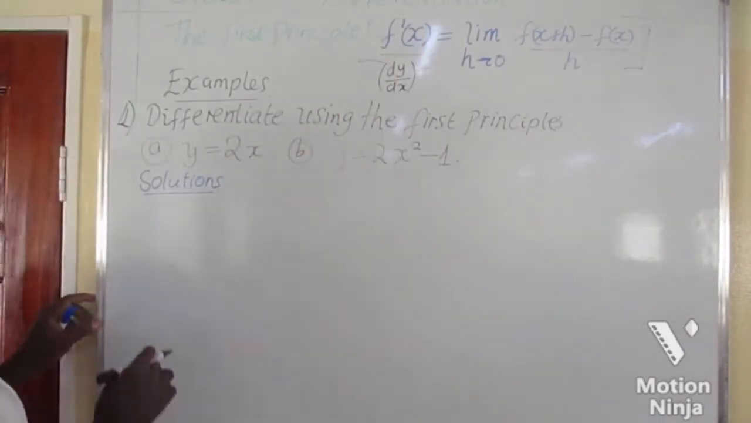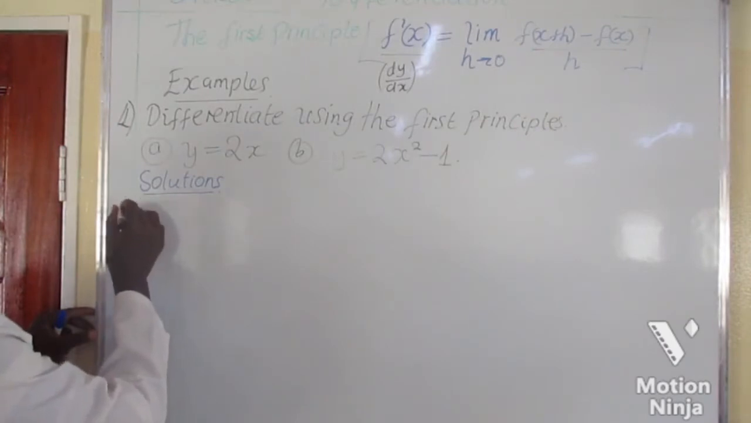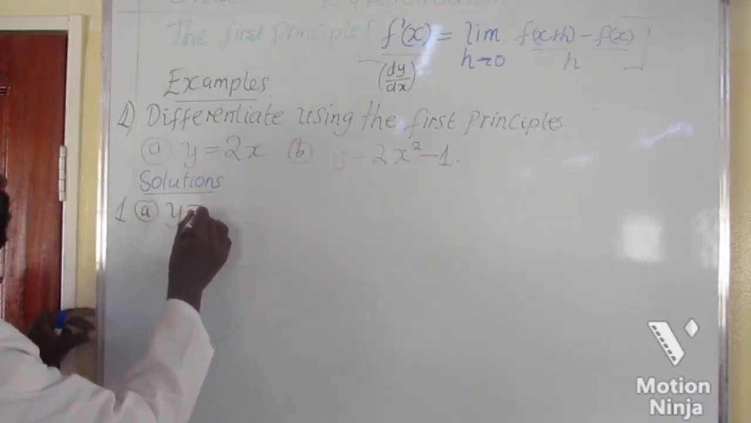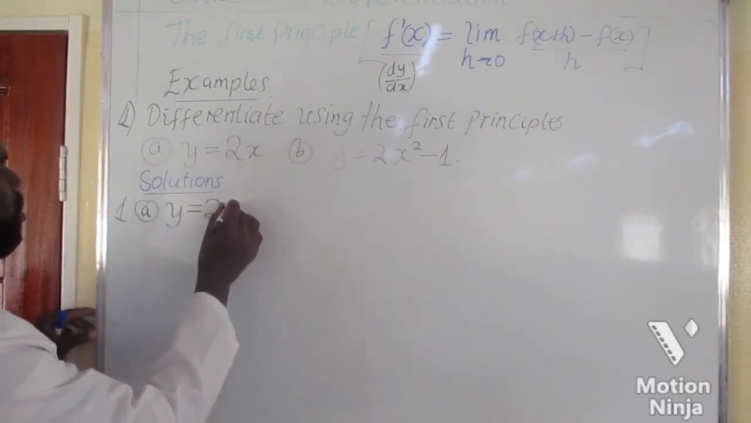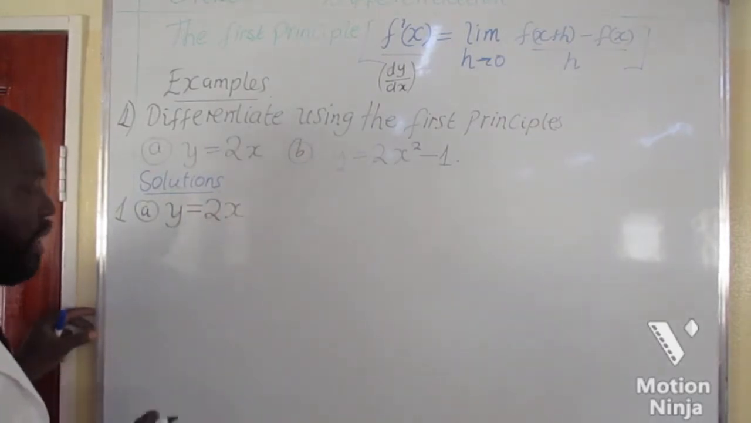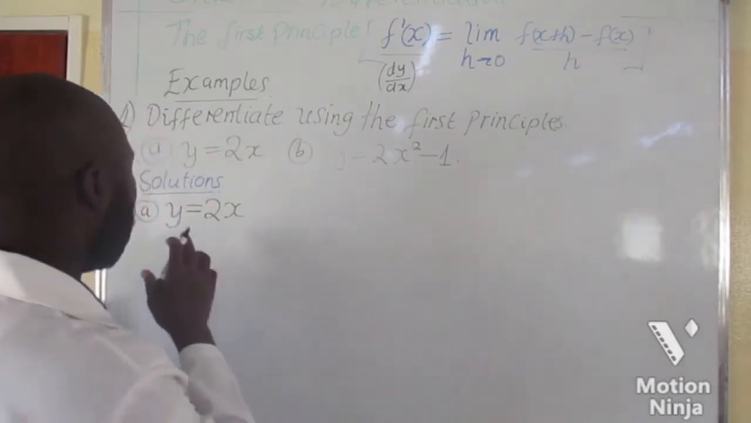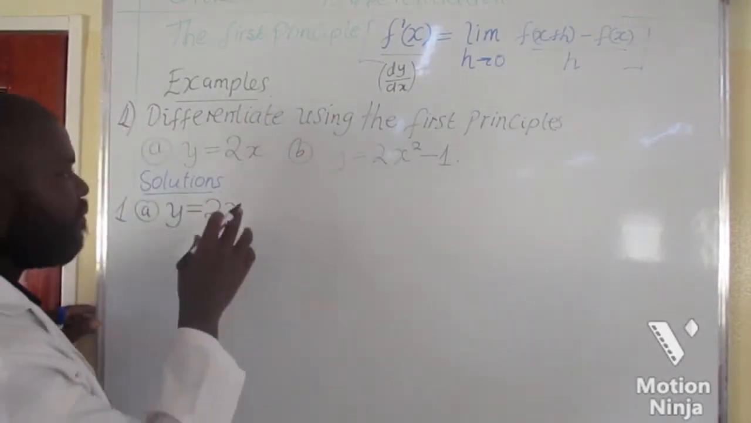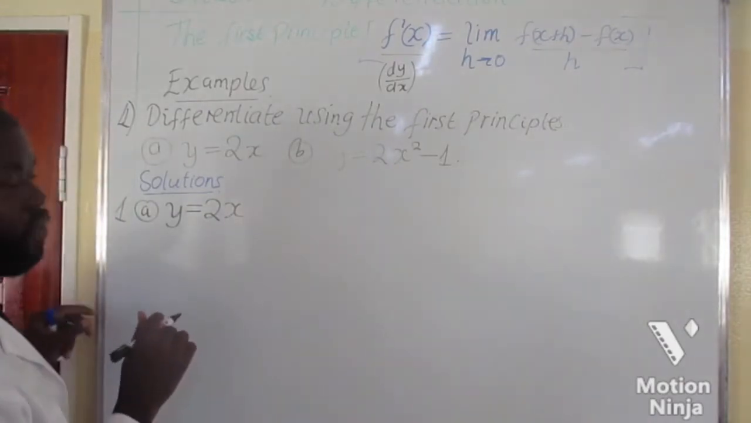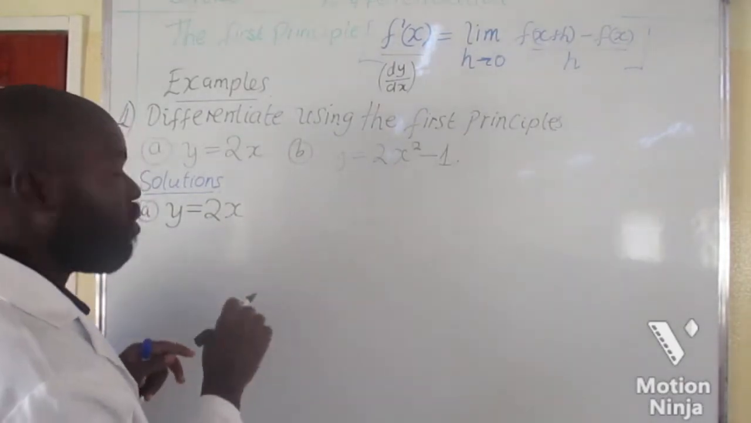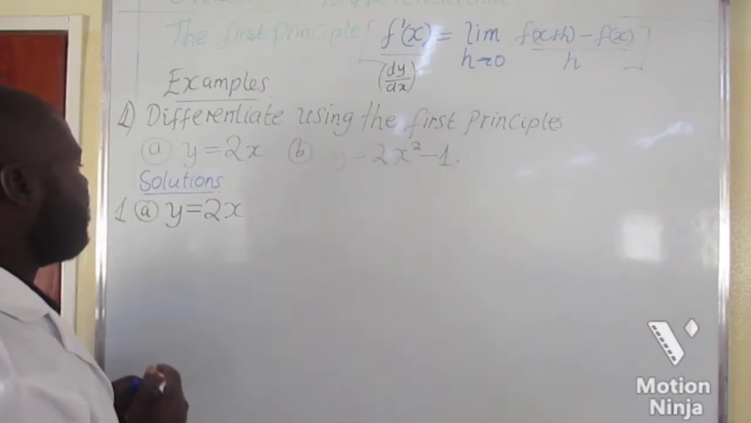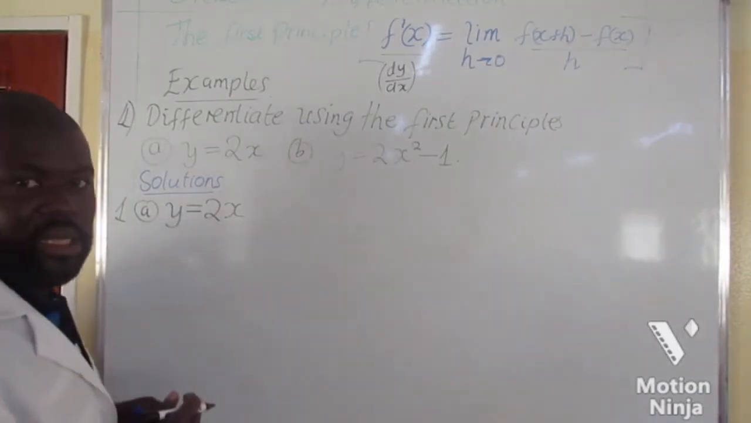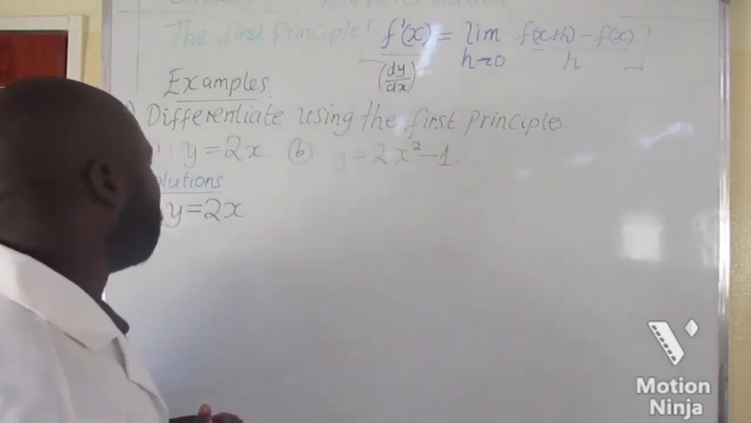So we have our example 1a, where we have y is equal to 2x. Again, y is the same as f of x. So where you see f of x or y, they are basically the same. So we have to differentiate this by the first principle.